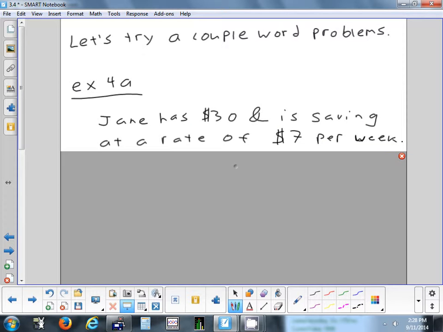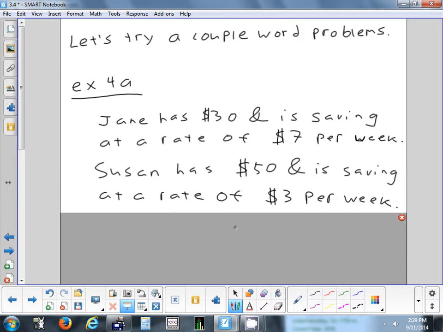Okay, we're going to look at it in 2 steps. What I want to do with this problem is I want to set it up. I want to get it to the point where there's an equation. And then we're going to stop there. We're just going to set up the equation. It says Jane has $30 and she's saving $7 every week. Okay, she has $30 right now, and she's going to save $7 more every week.